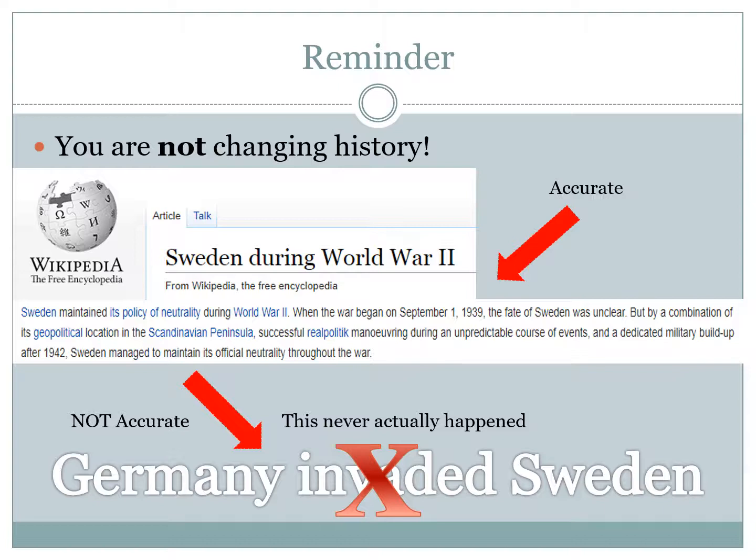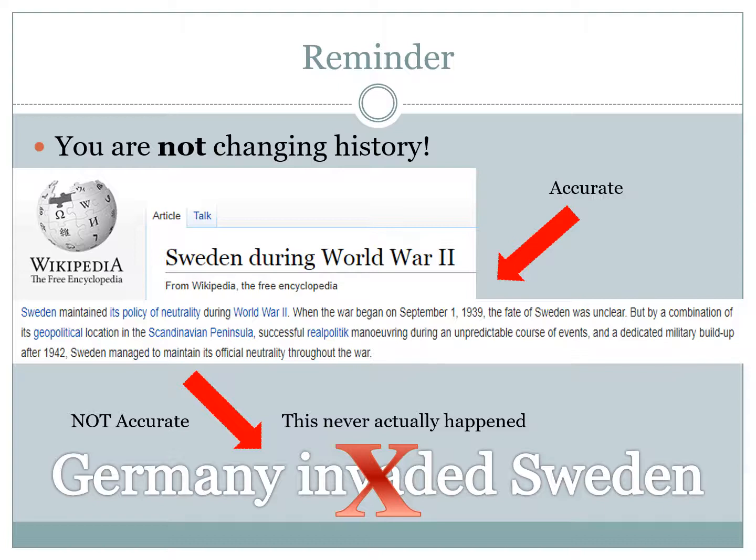For example, Sweden was a neutral country during World War II. This means that Sweden did not get involved in any fights with other countries. If you decided to write about Germany invading Sweden, you would be changing history. This would not be historically accurate.